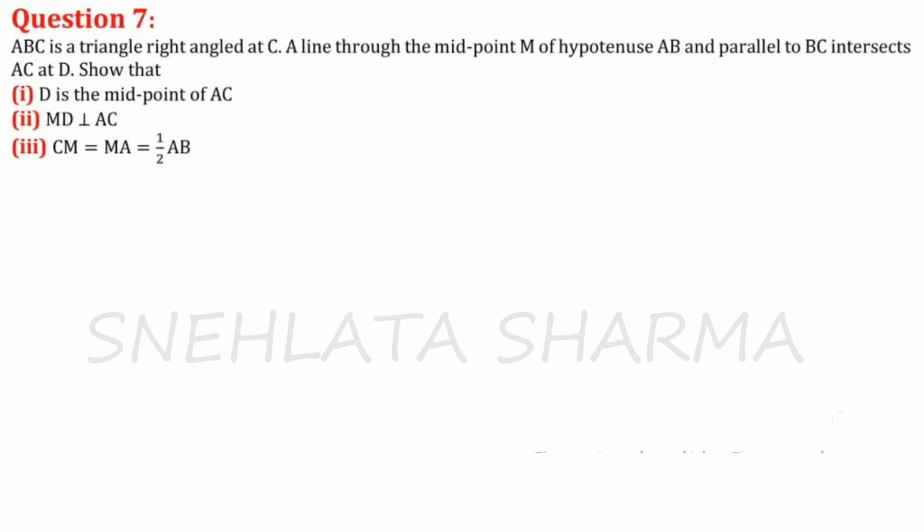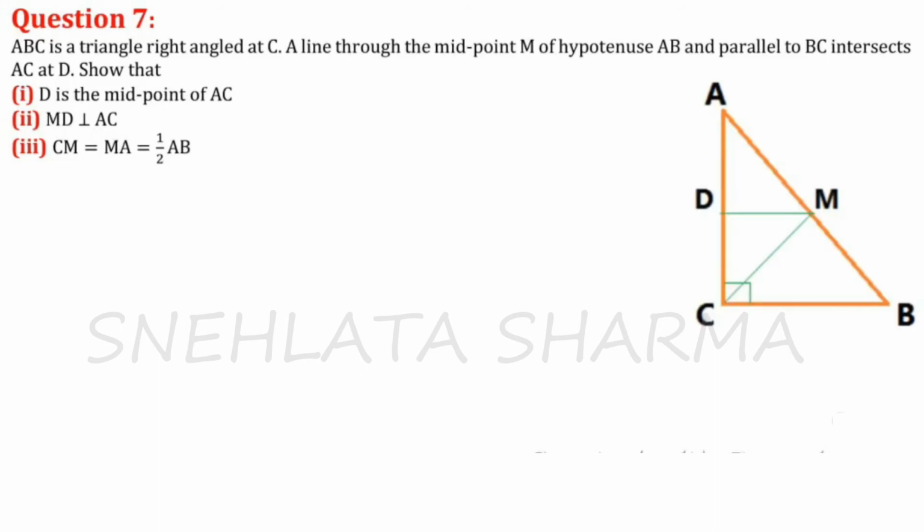Let's do this. First, we draw a right angle triangle ABC which is right angled at point C. So this is a right angle triangle ABC. This is right angled at C. Now in triangle ACB, we have M is midpoint of AB. This is M. M is midpoint of AB and MD is parallel to BC. So by converse of midpoint theorem, we can say that D is midpoint of AC.